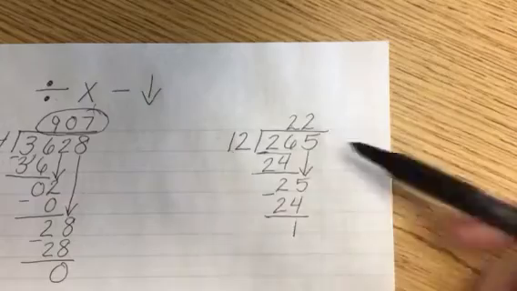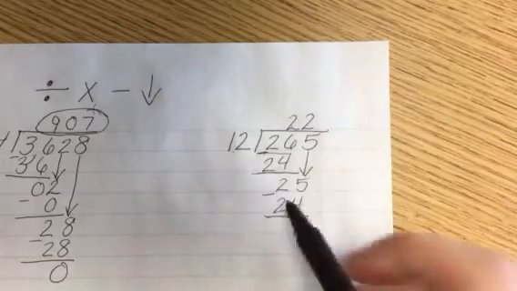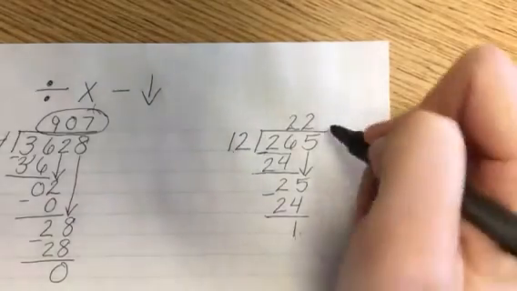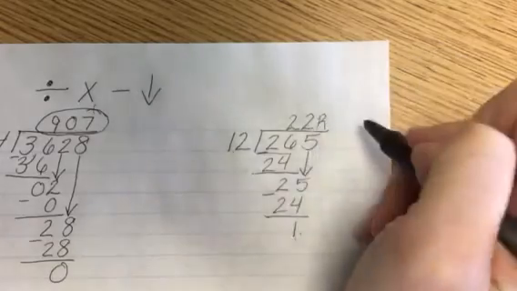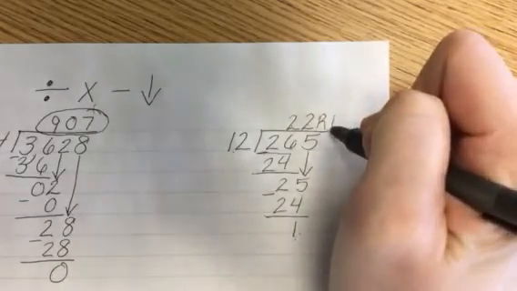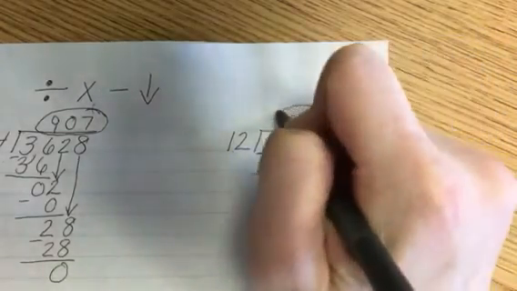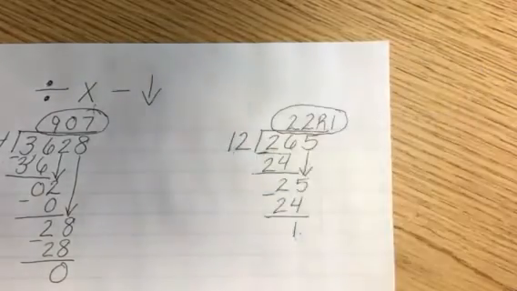There's nothing else we can bring down, right? And we have this 1 left over. This is our remainder. Left over, that's a remainder, capital R. And then this number here, 1. Okay? So our quotient, our answer is 22 remainder 1.